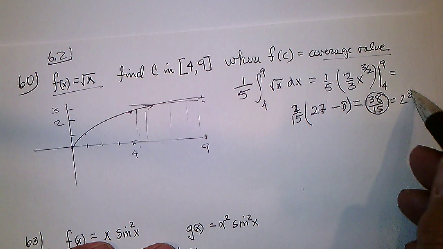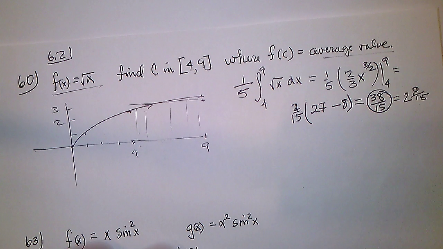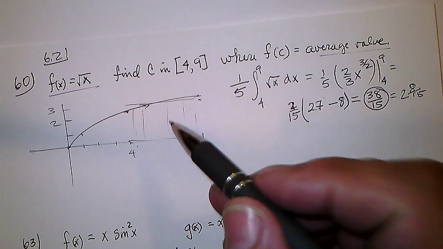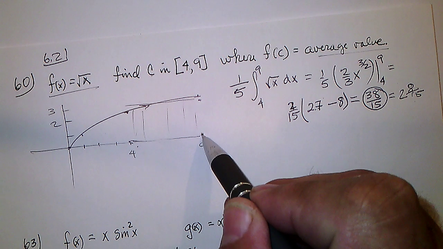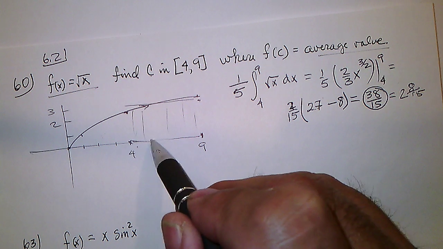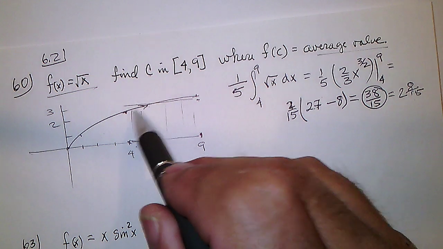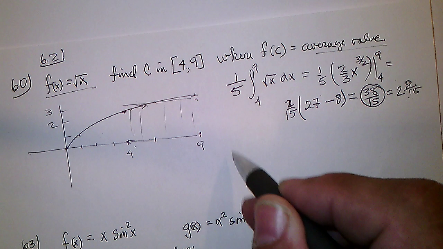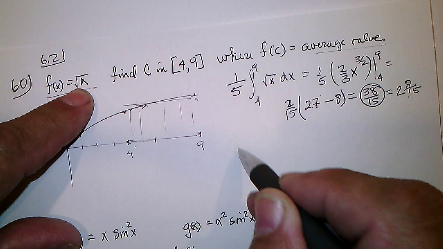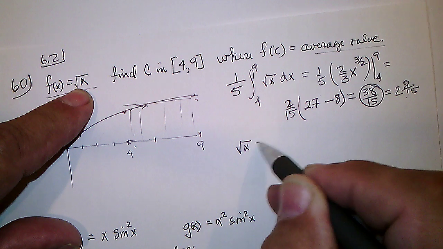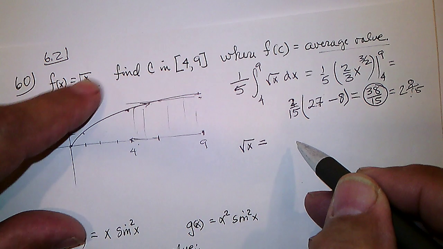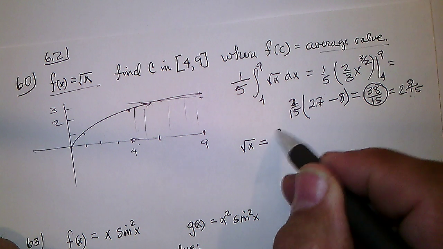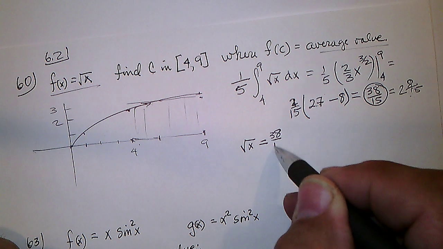2 and 8/15. So then, we're supposed to find out at what value. There should be some place in here, some c, where this curve is actually that high. So we have to solve for x, where the square root of x, because this is the height here, is 38/15.